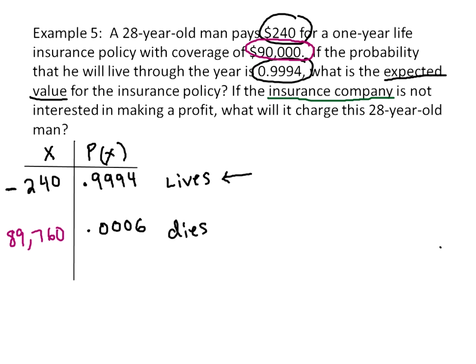89,760. So remember, we have to make sure we subtract how much is paid to the winning, or in this case, to the coverage, what the family is getting. So you're going to do 90,000 minus 240. And that's what gives you the 89,760.